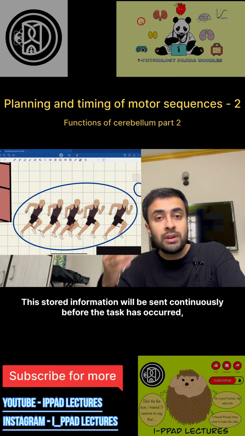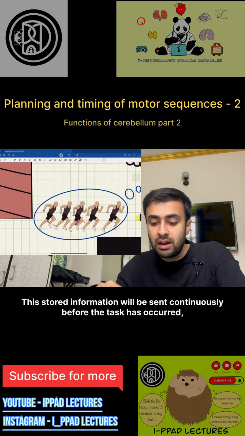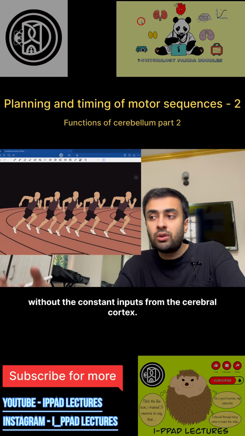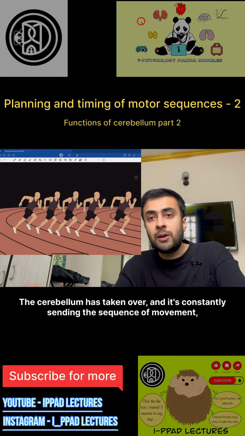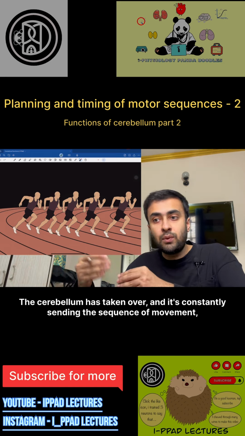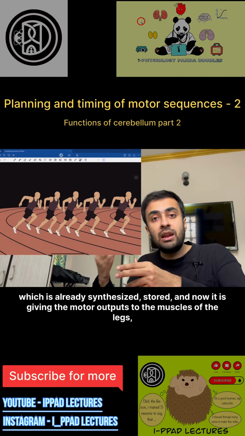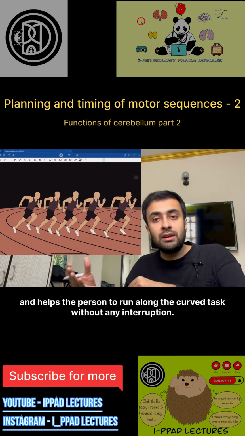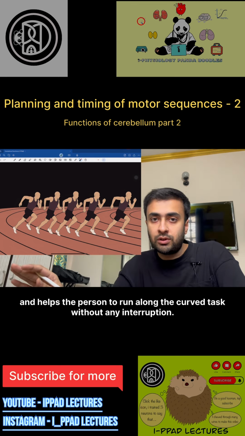This stored information will be sent continuously before the task has occurred, and that helps the person to run along the marathon smoothly, efficiently, without the constant inputs from the cerebral cortex. The cerebellum has taken over, and it's constantly sending the sequence of movement, which it has already synthesized and stored, and now it is giving the motor outputs to the muscles of the legs and helps the person to run along the curved track without any interruption.